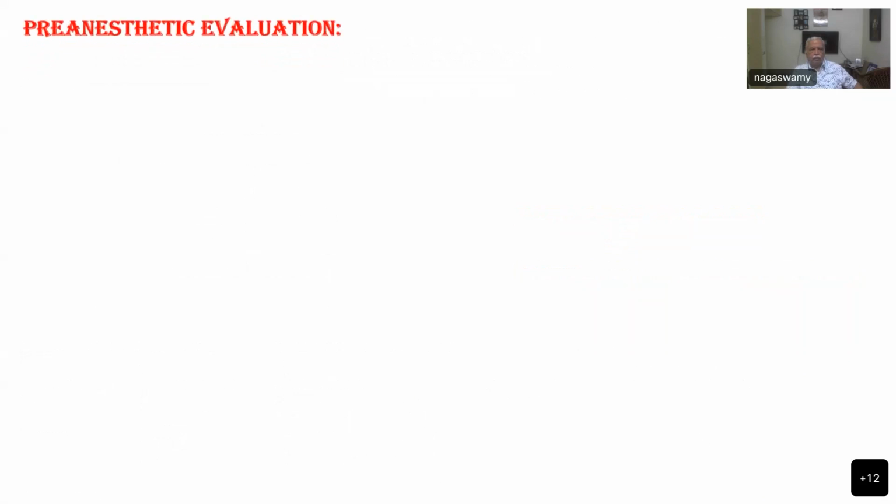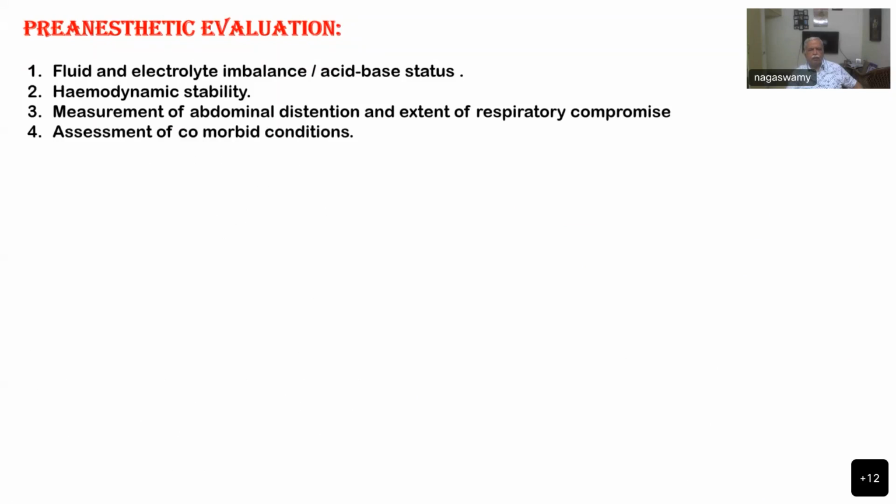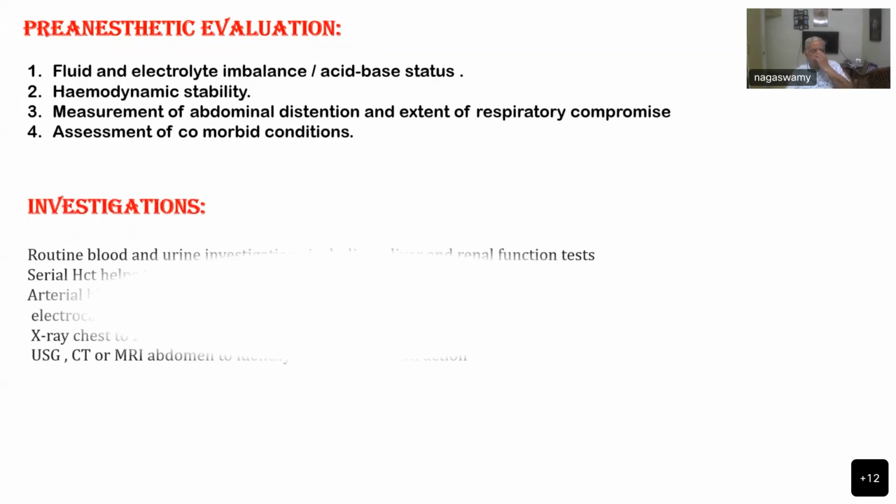So you come to the pre-anesthetic evaluation. The most important thing is to correct the fluid, electrolyte, and acid-base imbalance, hemodynamic stability, measurement of abdominal distension and extent of respiratory compromise, and assessment of comorbid conditions. These are the four headings we have to take. And what are the investigations you want to do?